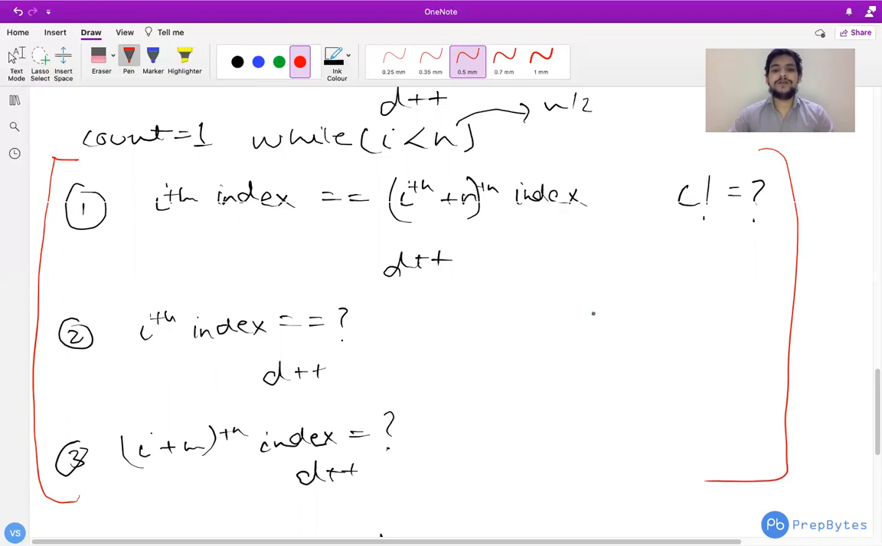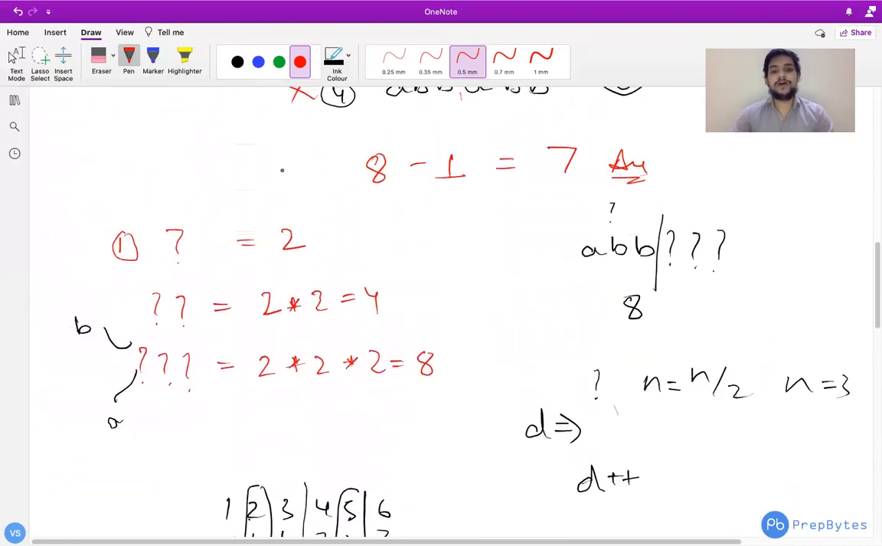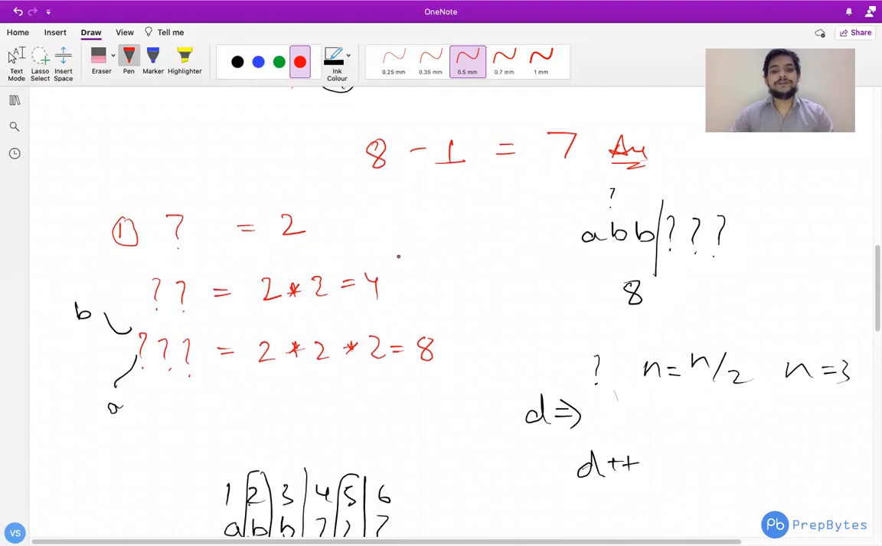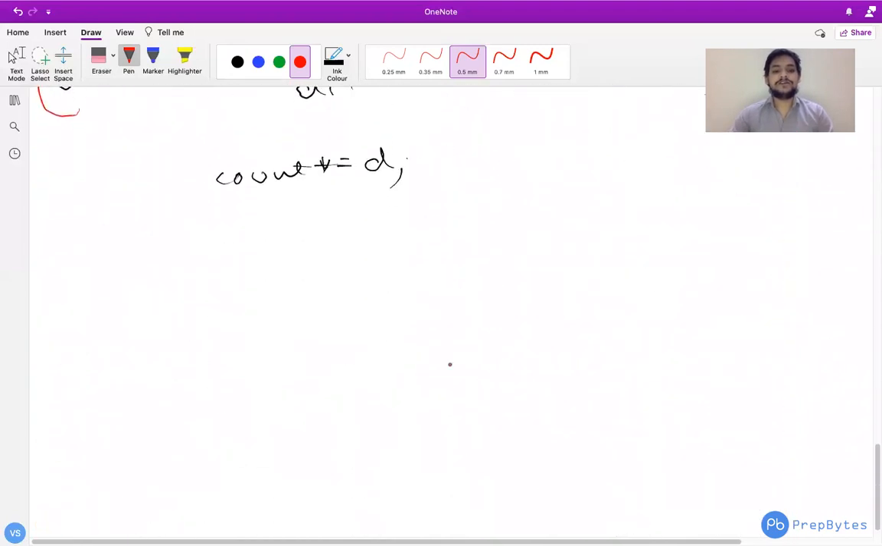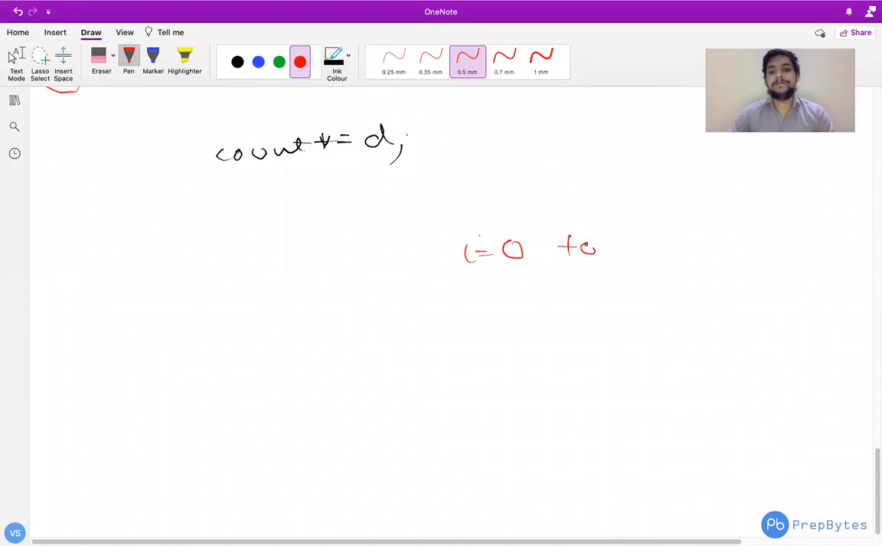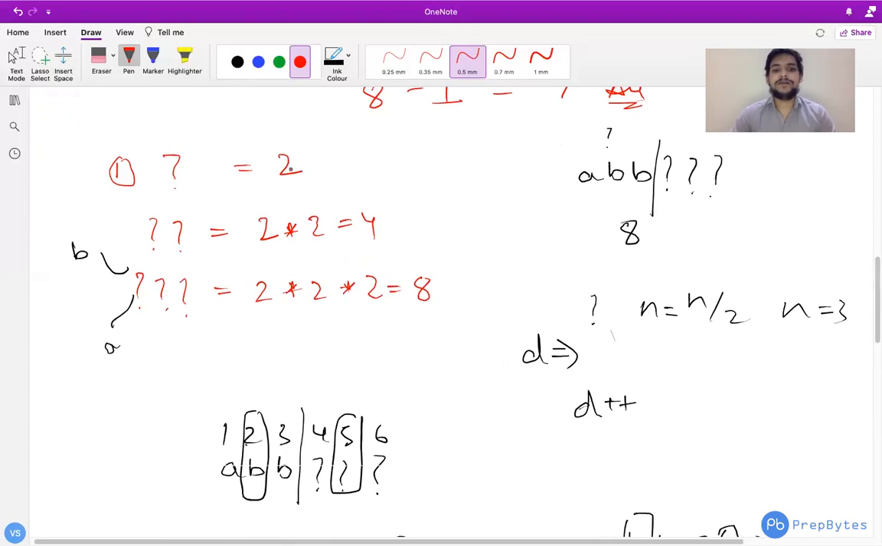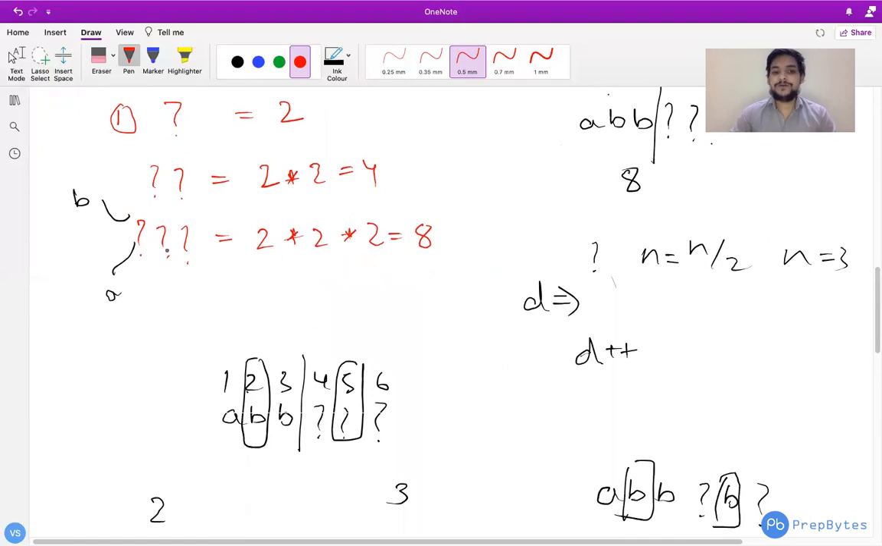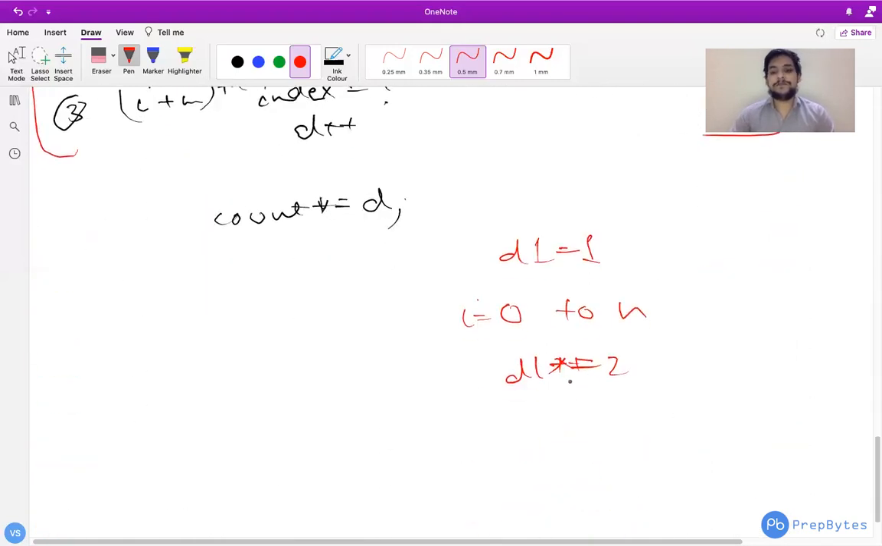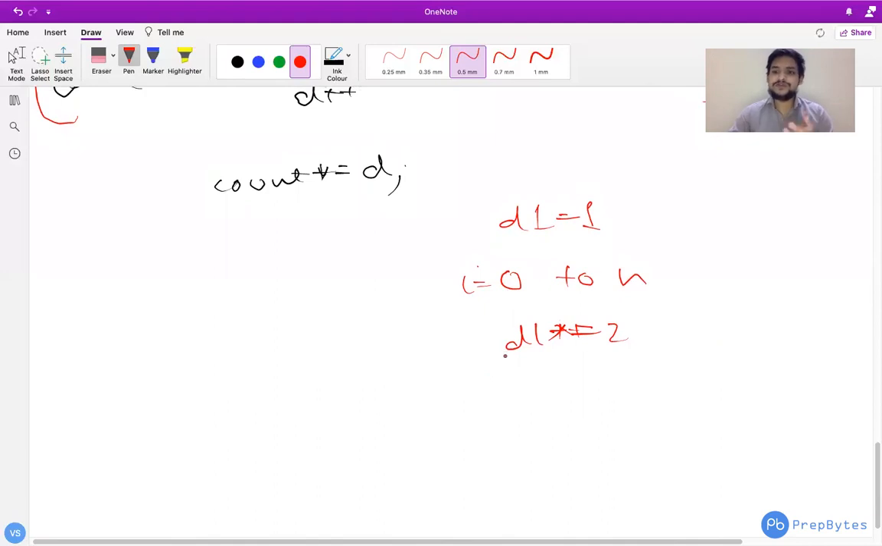Firstly what I have said is that we will calculate how many total question marks are present. We will traverse from I equal to 0 to n, and then we can count the question marks. We are increasing the count by 1, and at the same time we are multiplying d1 by 2. We are taking d1 initially equal to 1, because each time a question mark occurs, we multiply it with 2. If 2 question marks are there, 2 into 2 is 4. If 3 question marks are there, 2 into 2 into 2. So we will multiply each time, and we will also see the implementation.